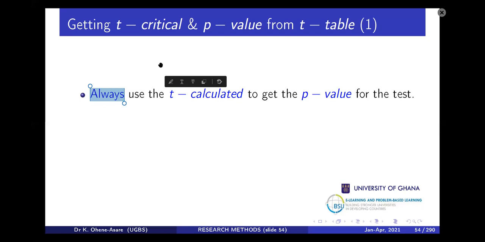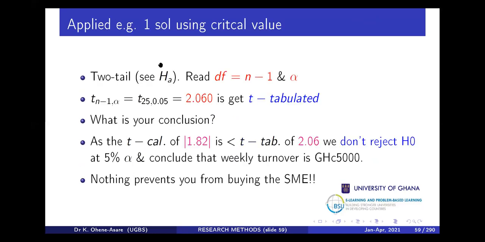Let me take you through how we did this calculation, which is all in your slides. Everything is in there. At T calculated of 1.82, which is less than T tabulated of 2.06, we cannot reject the null hypothesis at a 5% alpha level of significance, and then conclude that the weekly turnover is indeed 5,000. So conclusive. You see, the conclusion has to be practical now at this stage. Nothing prevents you from buying the SME.